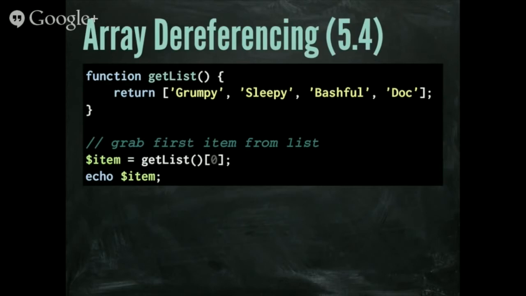The section at the bottom, grab first item from list. You can call getList and immediately append square brackets to access a single record. And this is super useful for back-end calls which return you a collection, but you know perfectly well there will only be one because you selected by ID or something. So you can instantly dereference when you get an array back and you know you only want one element. 5.4 brought in that feature. It's such a small thing, but so useful that I thought I would share it.